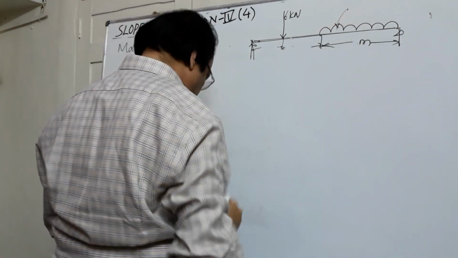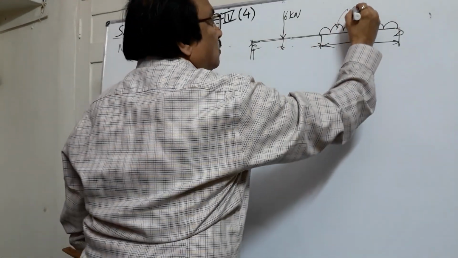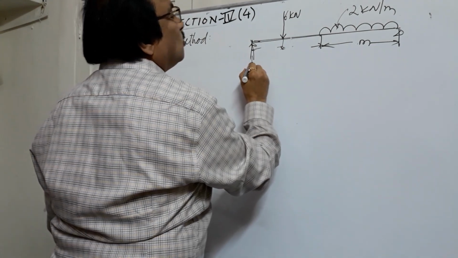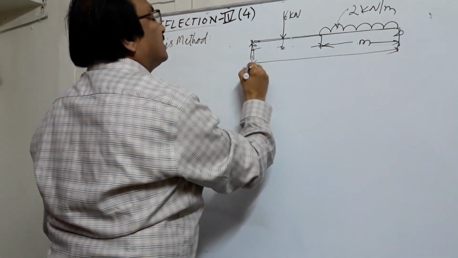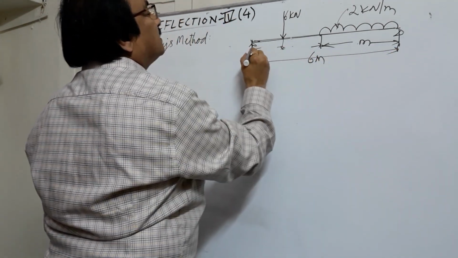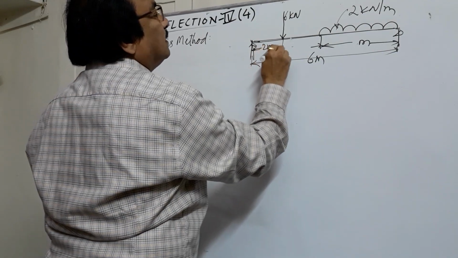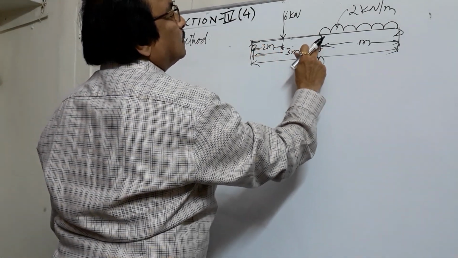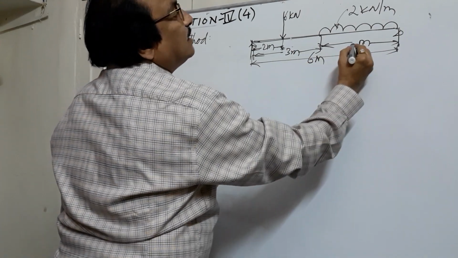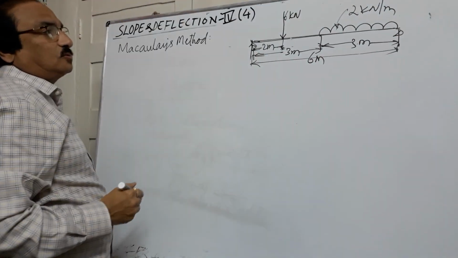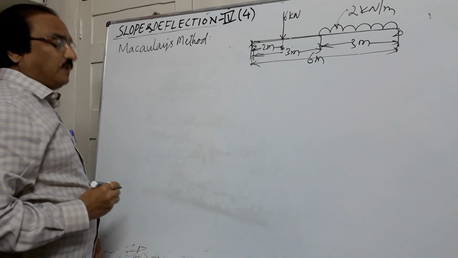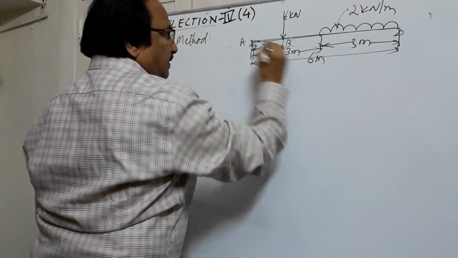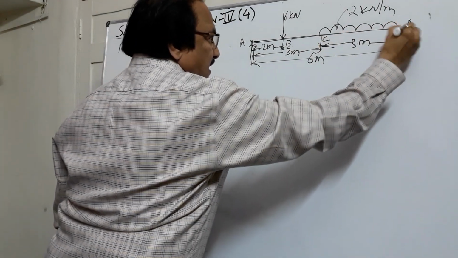This UDL is taken as 2 kilonewton per meter. The whole length of the beam, let us take it as 6 meters. This is at a distance of 2 meters. This is a distance of 3 meters. So the balance will be 3 meters here. So this is the beam. You are required to find out the deflection. Now here let us call these points A, B, C and D.